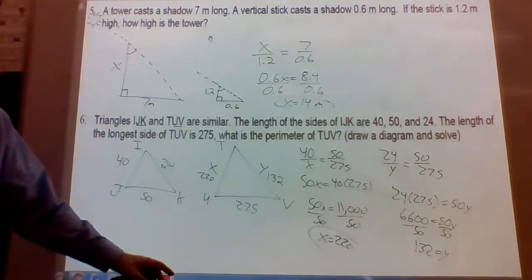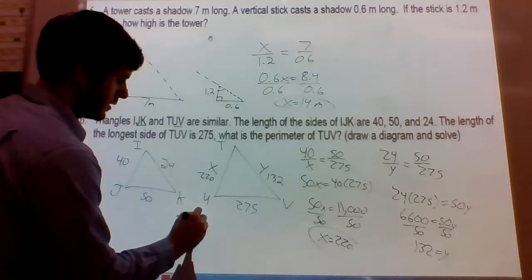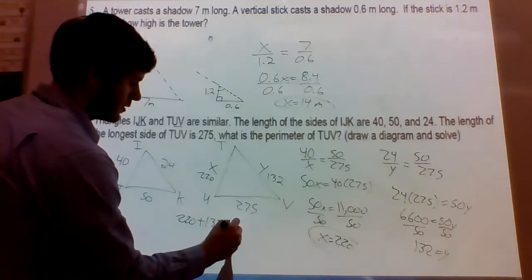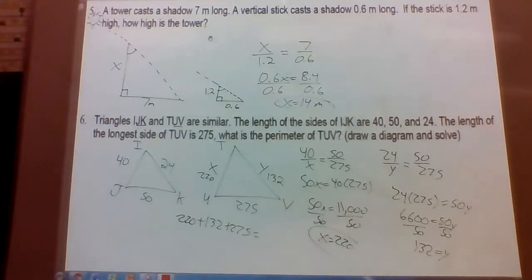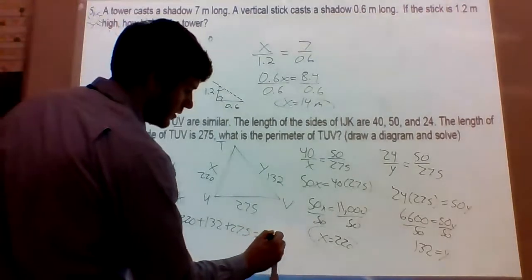Then to find the perimeter, we would simply do 220 plus 132 plus 275. So 132 plus 220 plus 275. We get 627.